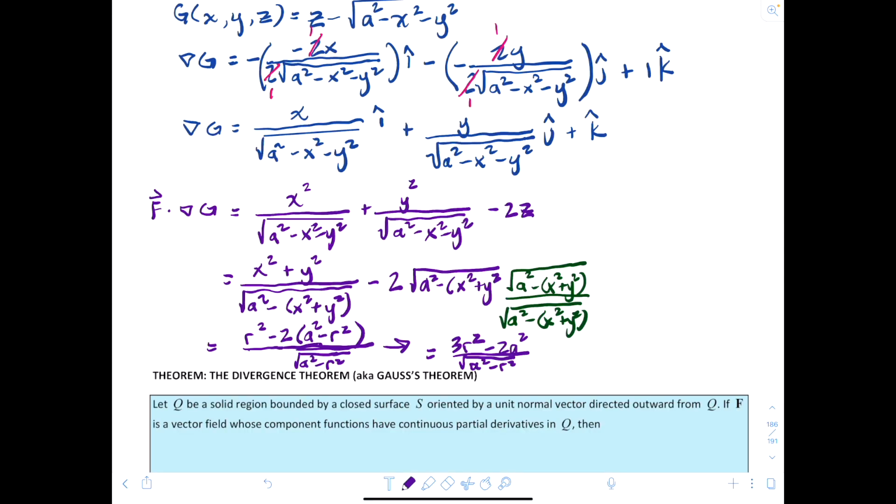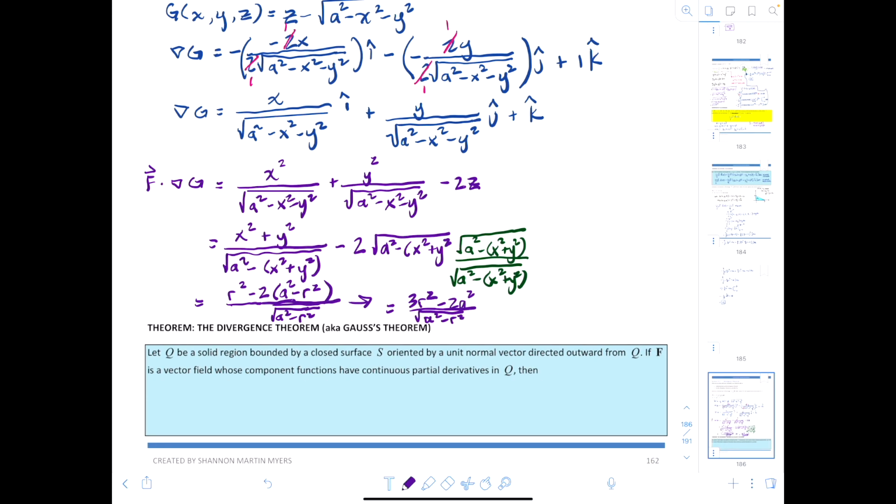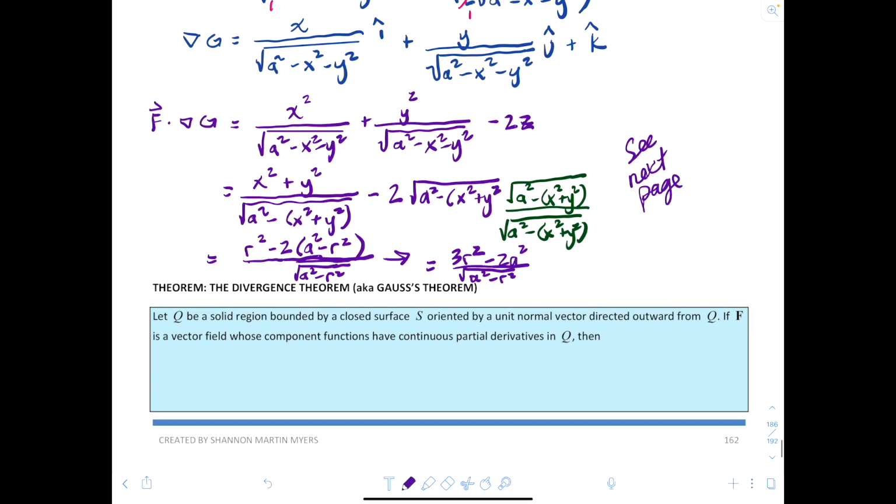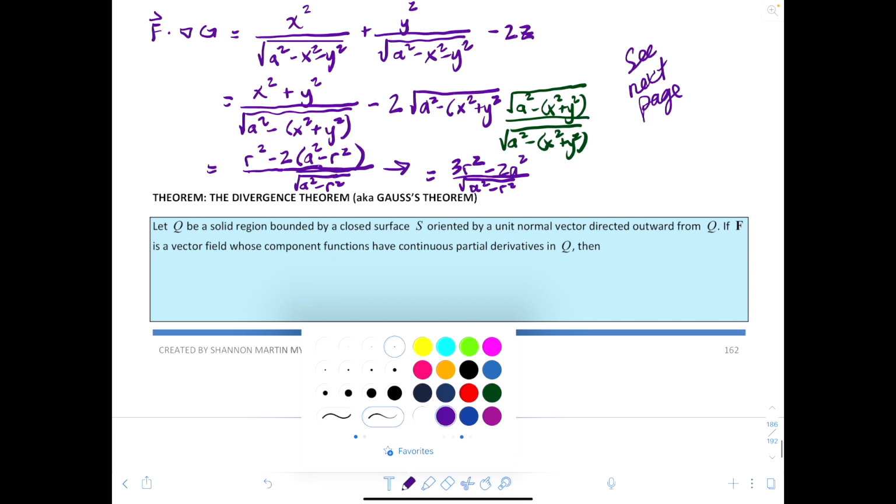So I'm going to go ahead and add another page in. Sorry about that. I didn't leave enough room. So now we figured out the dot product, and we are going to need to do some other stuff.